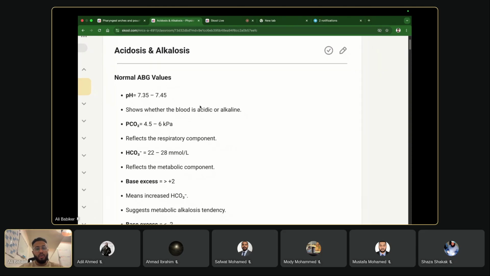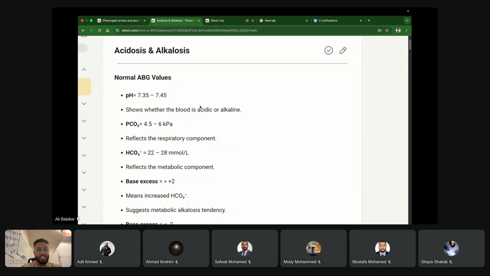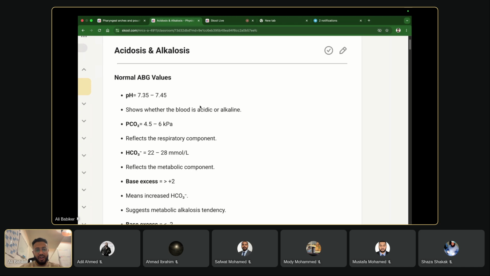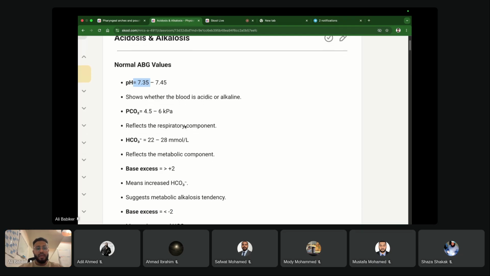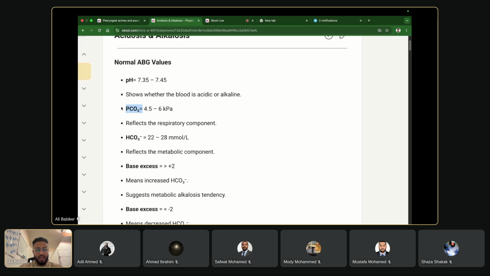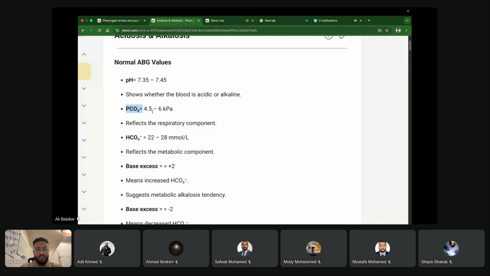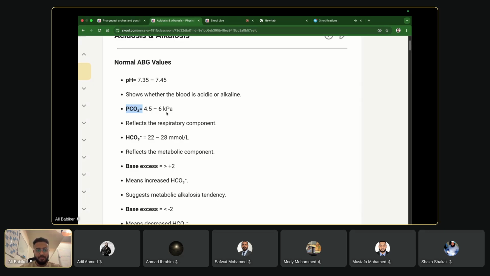So you have normal ABG values. pH is between 7.35 and 7.45. If it's less than 7.35, that's acidosis. If it's more than 7.45, that's alkalosis. PCO2, which means the accumulation of CO2, is between 5 and 6 kPa. It reflects the respiratory component.